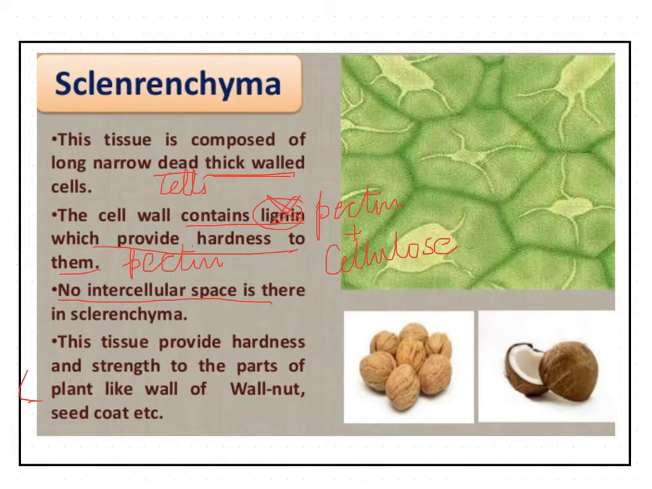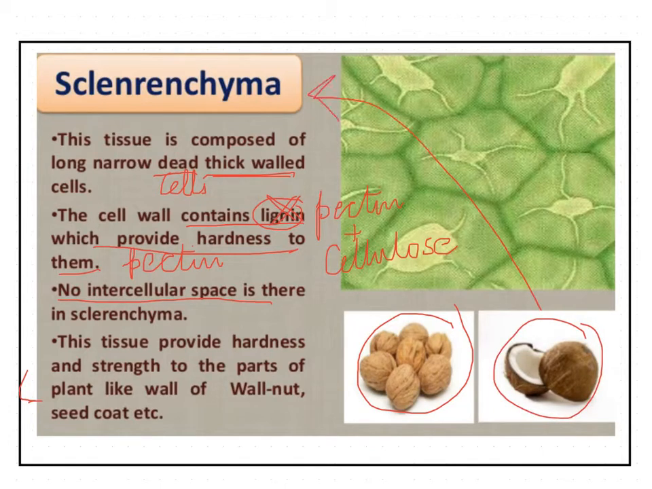Have you ever eaten the coconut, dear students? आपने coconut खाया है? So coconut की जो covering होती है, that is made up of sclerenchyma tissue. अखरोट खाया है आपने? Walnut? That is also made up of sclerenchyma tissue. बहुत hard होता है. It is very very thick. It is very very strong. That is because it is made up of sclerenchyma tissue. It is made up of dead cells, and these dead cells contain pectin and cellulose. So this tissue provides hardness and strength to different parts of the plant, like your seed coat or walnut. So ये plant को मजबूती देता है, strength देता है.